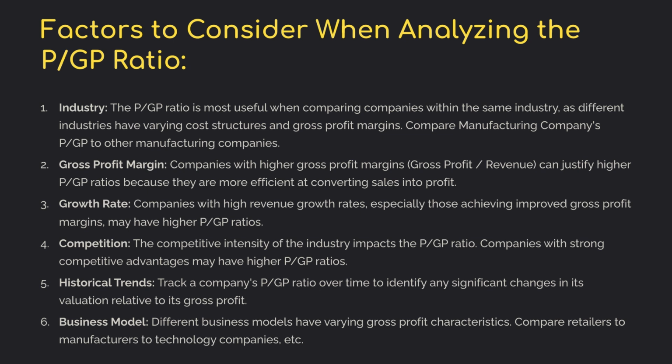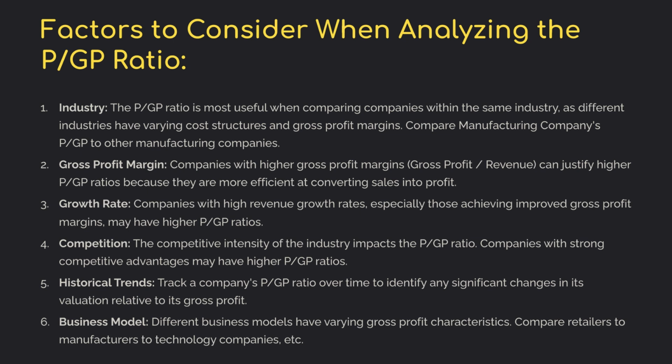Factors to consider when analyzing the PGP ratio. Industry: the PGP ratio is most useful when comparing companies within the same industry, as different industries have varying cost structures and gross profit margins. Compare manufacturing companies' PGP to other manufacturing companies. Gross profit margin: companies with higher gross profit margins (gross profit divided by revenue) can justify higher PGP ratios because they are more efficient at converting sales into profit.